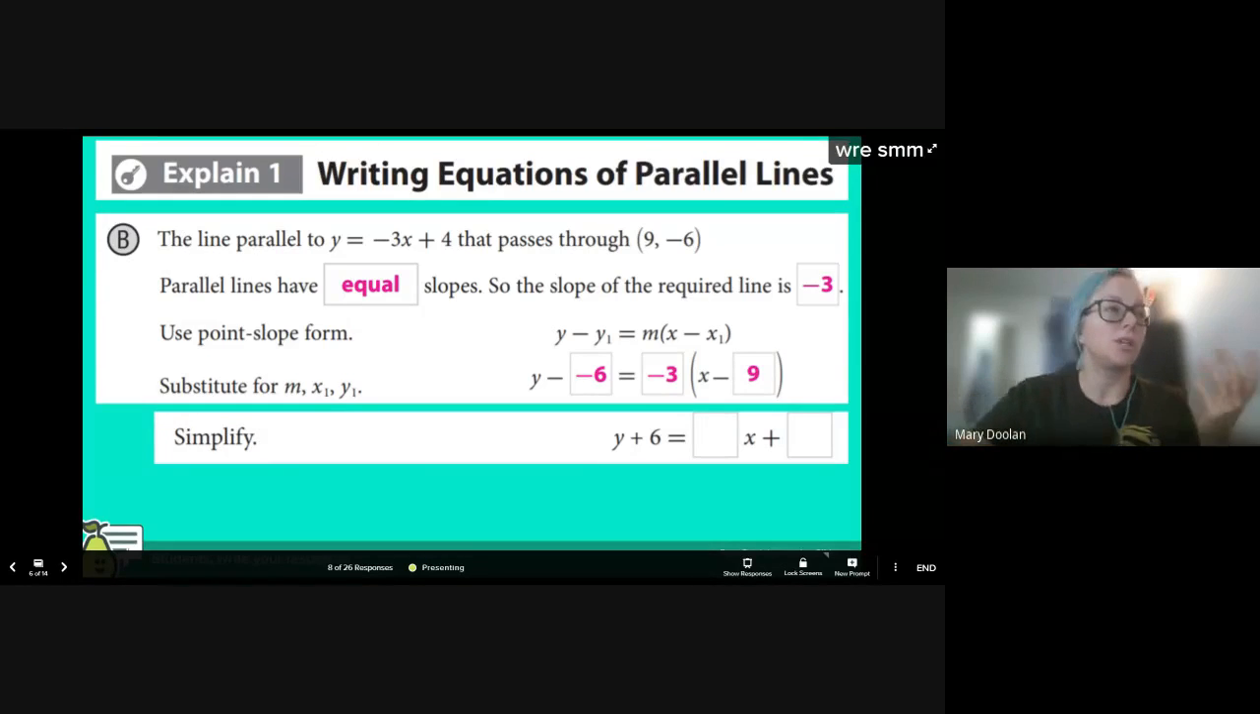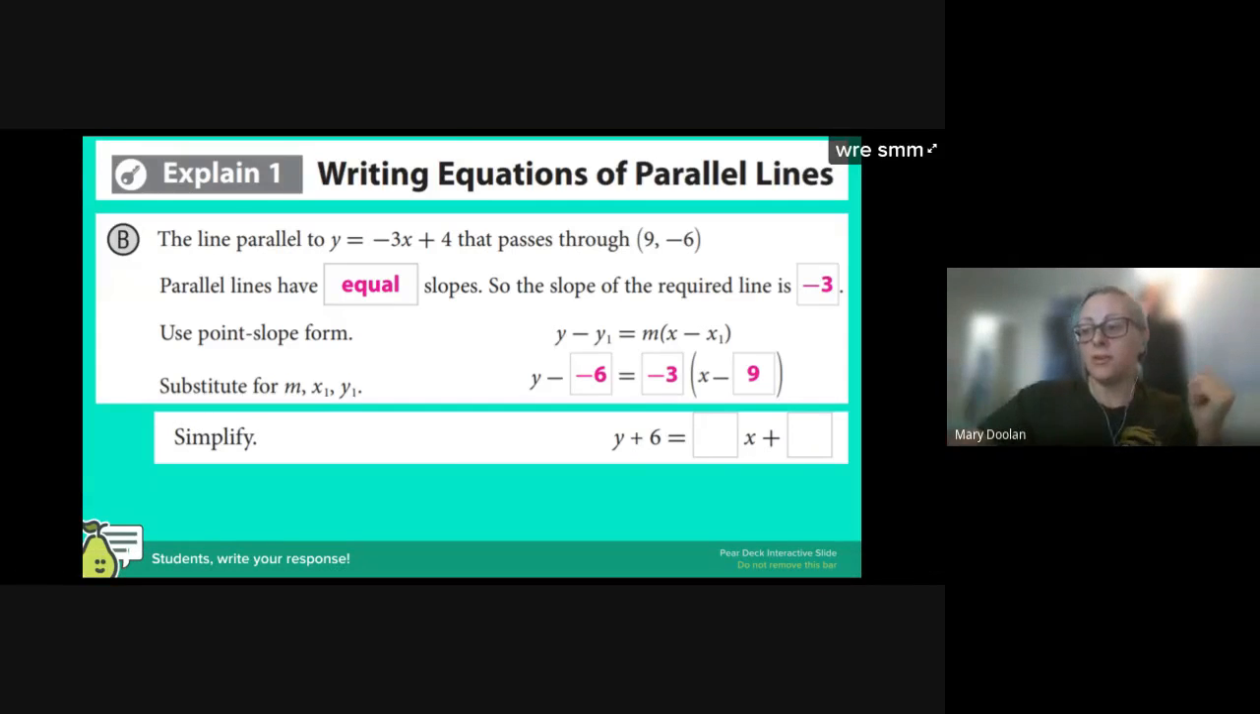Some of you are writing the equation, that's totally fine. If you want to keep it easier, you can just write two numbers in the order that they would show up, and I'll understand what you're doing.